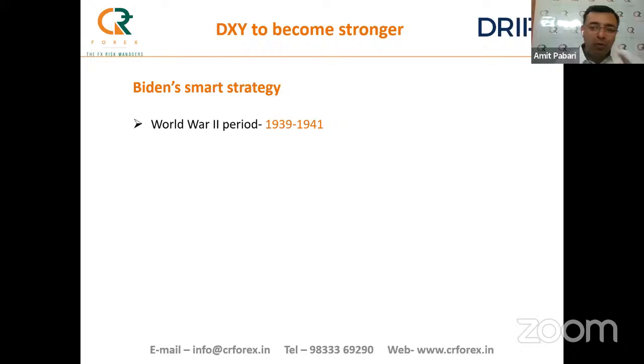Let us go back to history. We all know that after World War II, US has become a dominant power. Now let us understand how US has become a dominant power after World War II. World War II lasted roughly five to six years. It started in 1939 and went on till 1945-46.